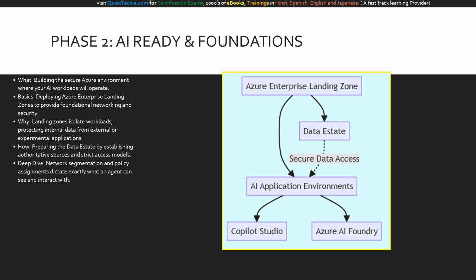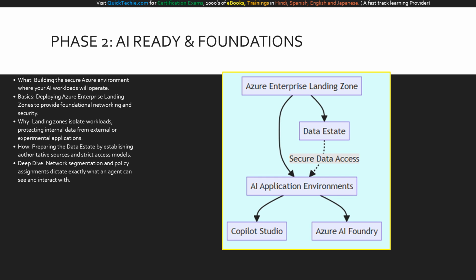What is the core objective here? It is to build the actual Azure environment where your AI will securely live. How do we achieve this? By deploying Azure Enterprise Landing Zones. These are pre-configured, scalable multi-account environments that provide foundational networking, identity, and security scaffolding. Why do we need them? Landing zones isolate your AI workloads, separating internal experimental data from external, customer-facing applications.